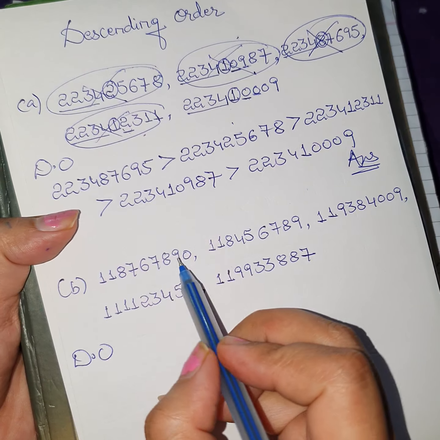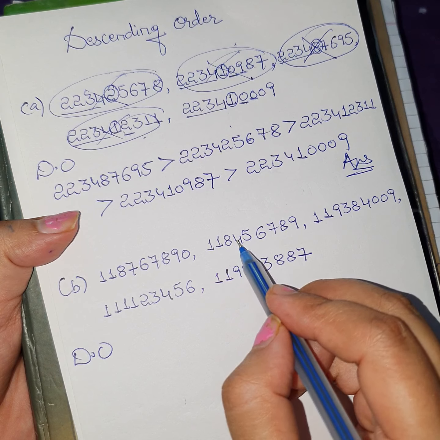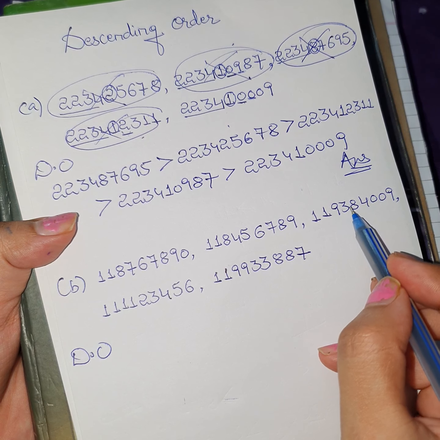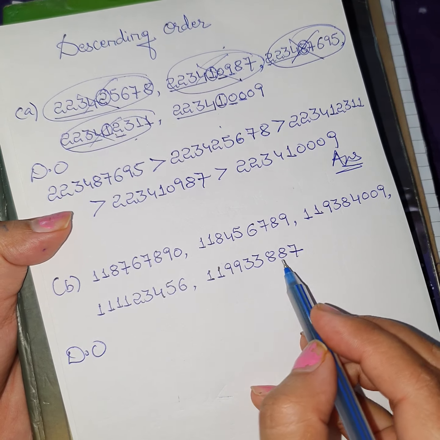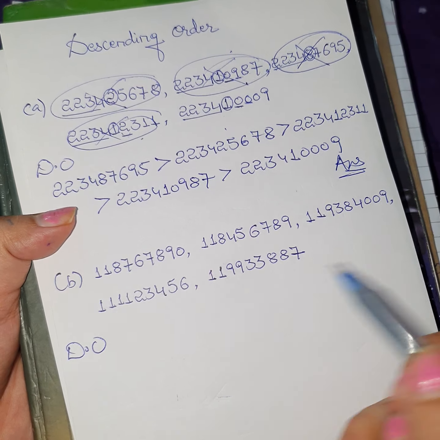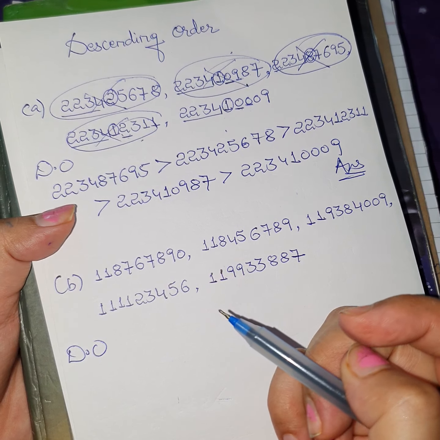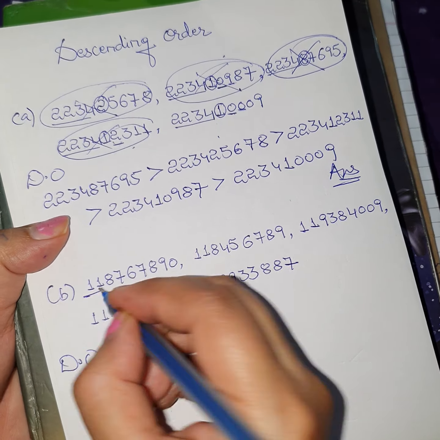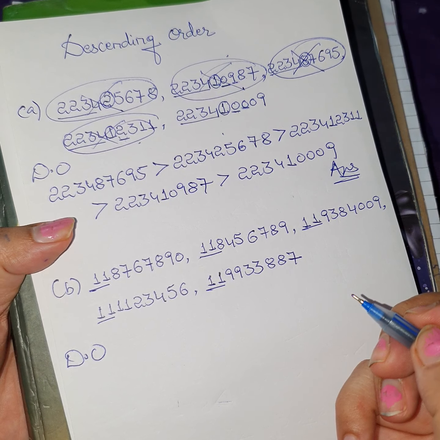Again, count the number of digits: 1, 2, 3, 4, 5, 6, 7, 8, 9. Again, 9 digits are there in all the numbers. So we will see the first two numbers here, 1, 1, 1, 1, 1, 1, 1. So these all are same.